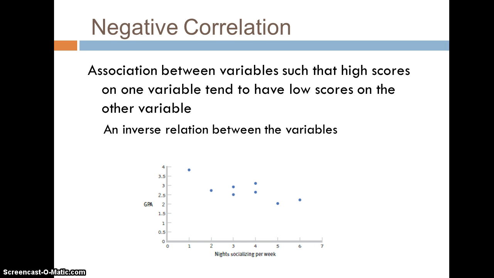A negative correlation is an association between variables where if people have a high score on one variable, they tend to have a lower score on the other variable. So it's an inverse relationship. Here we can look at nights socializing per week and people's GPA and see that the people who go out more often have a lower GPA. We could also say that an inverse relationship exists for heart rate and body mass. If you've ever held a mouse or a baby, they have much faster heart rates than, say, your dog or another person who's an adult. And so there's a negative association there.